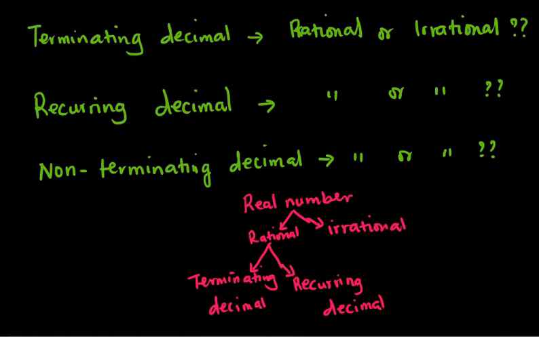And then the irrational number, we say we have non-terminating decimal. Yes, so I believe you have understood what we call rational numbers and what we call irrational numbers. All of those are real numbers.